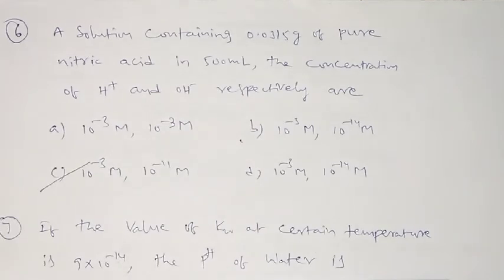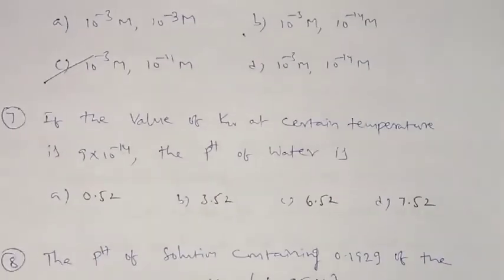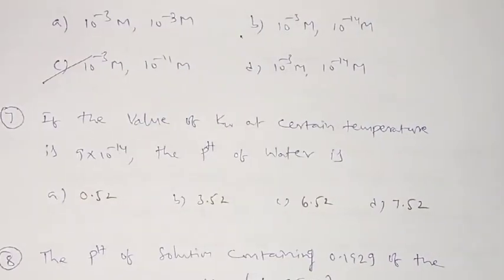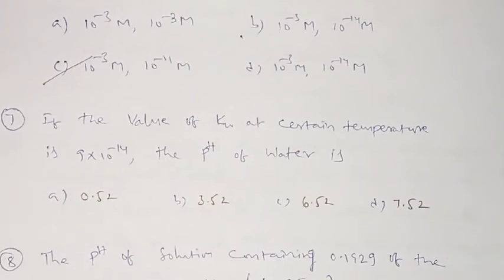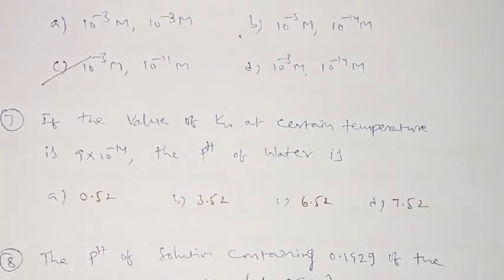Is it clear? Right. Look at the next question. If the value of Kw at a certain temperature is 9 into 10 power minus 14, then the pH of water is? So the Kw value, the ionic product value, is given. They asked the pH of the water. If you want to know about the pH, you must know about the H plus value.